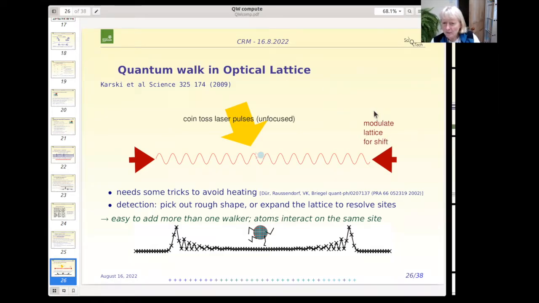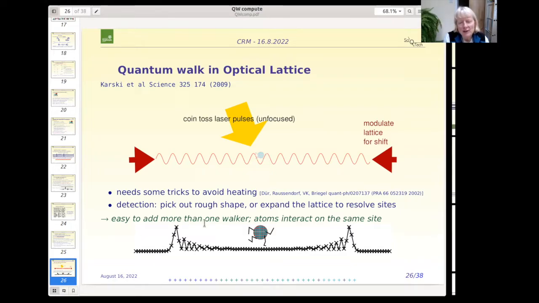And you can do the shifts, because depending on the internal state, the coin state, if you put a little beat on it so that the lattice is moving, it will shift the atoms left or right. You need a few tricks to avoid heating the atoms up and losing them. And you need to think about detection, because you can't just image something that's the same as the wavelength of light. But there are ways to expand things so that you can resolve the sites.